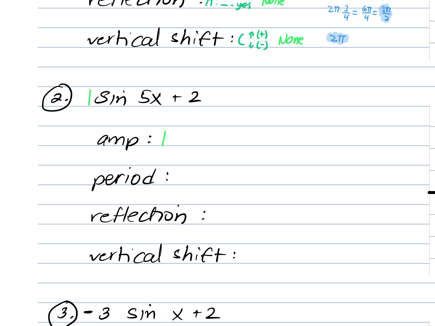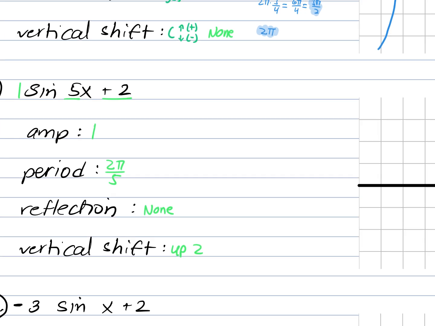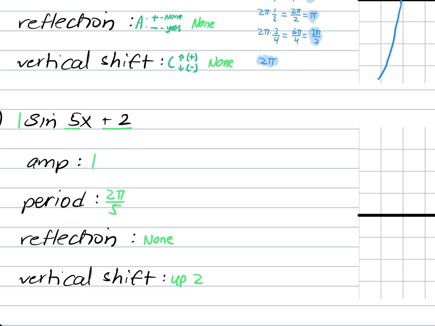All right, our period, our b value is whatever is inside of the sine function with the x. In this case, it's 5. We're going to divide by 5. So 2 pi over 5, that doesn't simplify, so we just leave it like that. Reflection, we don't have any reflection here. I don't see any negatives, so I'm going to write none. And then vertical shift, we have a +2. So we're going to shift our entire graph up 2 units. All right.